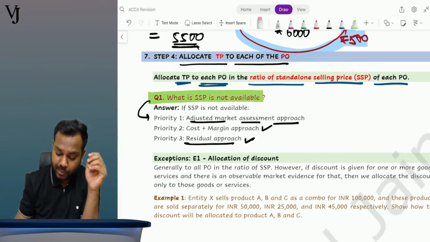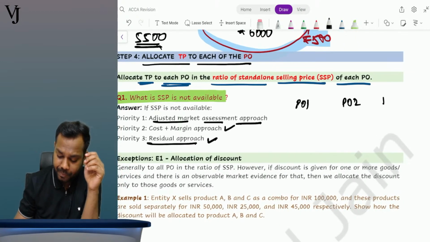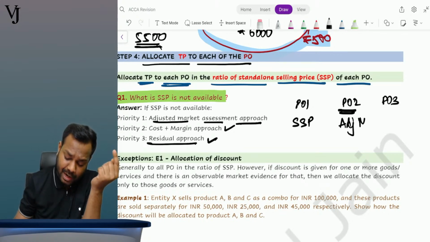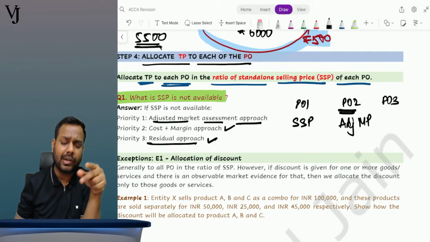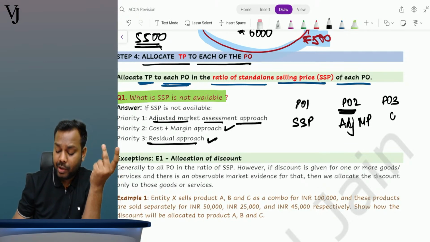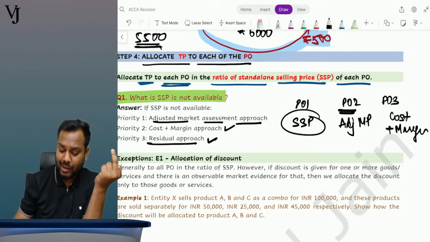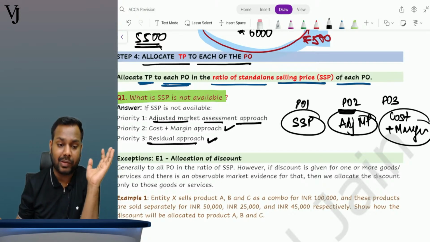Now the standard says that you have to allocate in this ratio. Let's suppose there are 3 performance obligations: number 1, number 2, number 3. For obligation number 1, standalone selling price was available. For obligation number 2, standalone selling price was not available, but adjusted market price was available. For obligation number 3, standalone selling price and adjusted market price were not available, but the cost plus margin was. This is the ratio over which you will allocate the transaction price to each performance obligation. Is that clear, everyone?